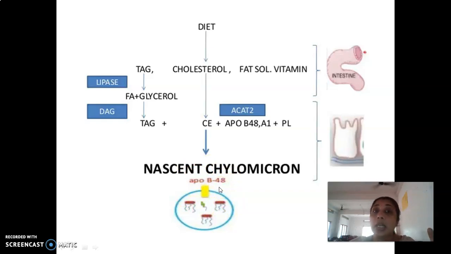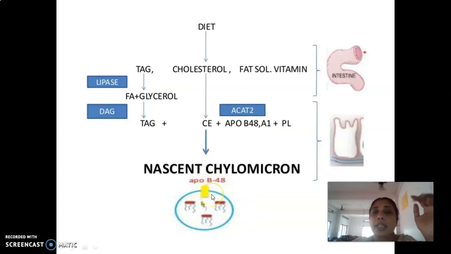The principal one is ApoB48, and this is the apoprotein which is synthesized only by the intestine. All the other apoproteins are synthesized by the liver and also by other extrahepatic tissues. Again, ApoA, ApoC, ApoE, different types of apoproteins are there. All of the apoproteins are synthesized by the liver except ApoB48. ApoB48 is synthesized only in the intestinal cells or enterocytes.